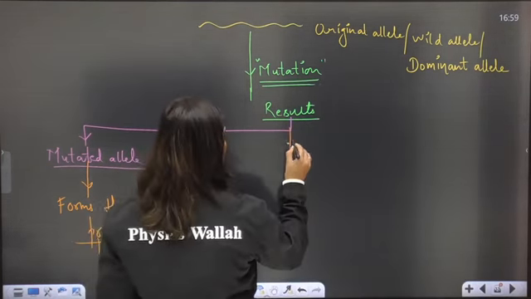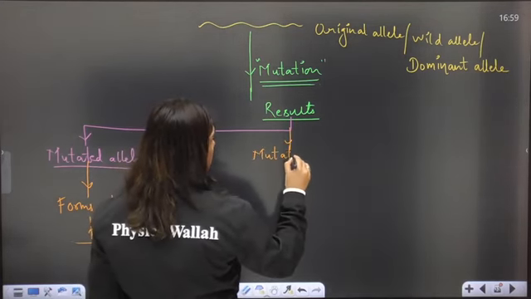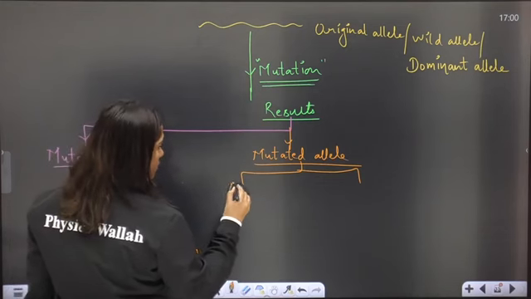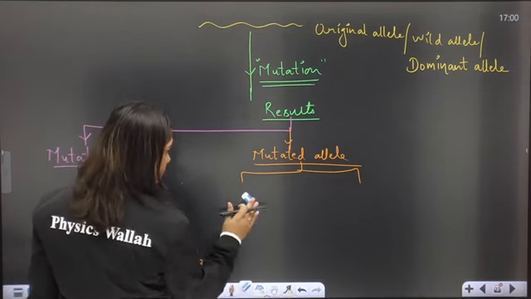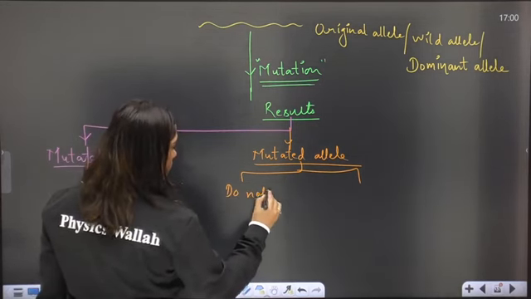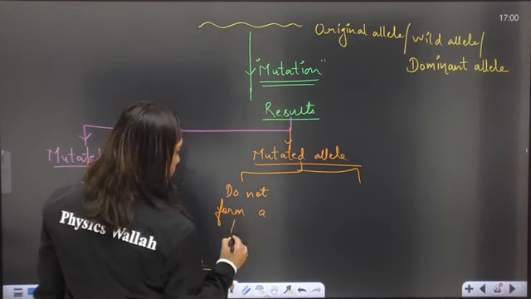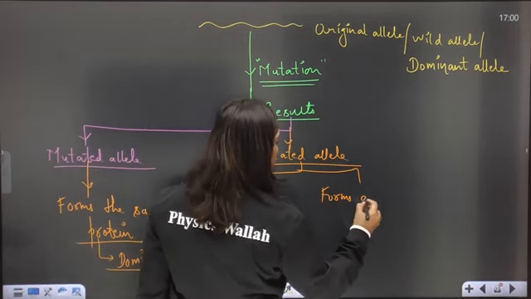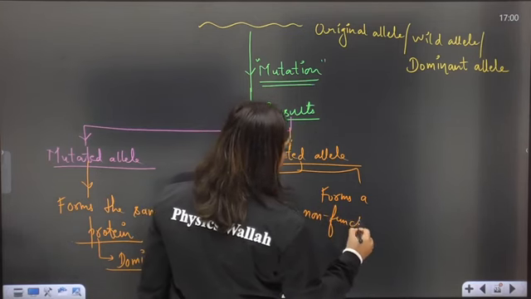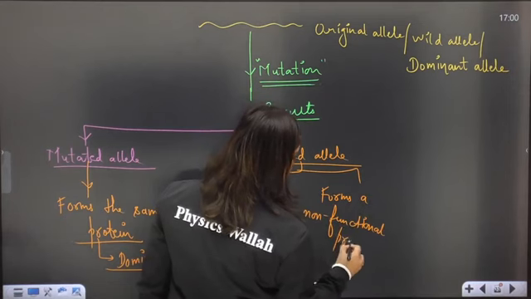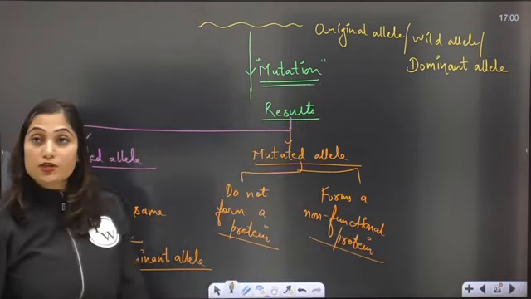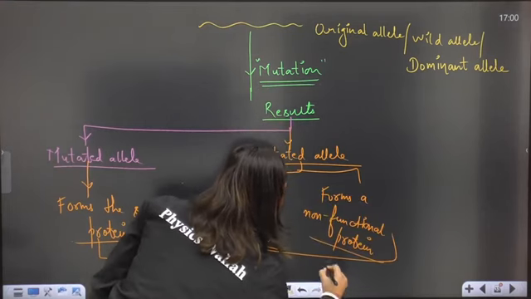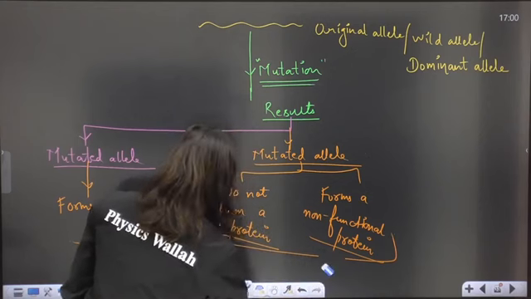But if this mutated allele either does not form a protein or forms a non-functional protein, then in both the cases, the allele is said to be the recessive allele.